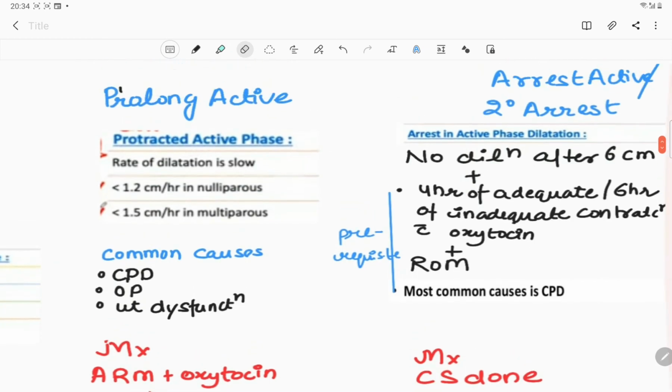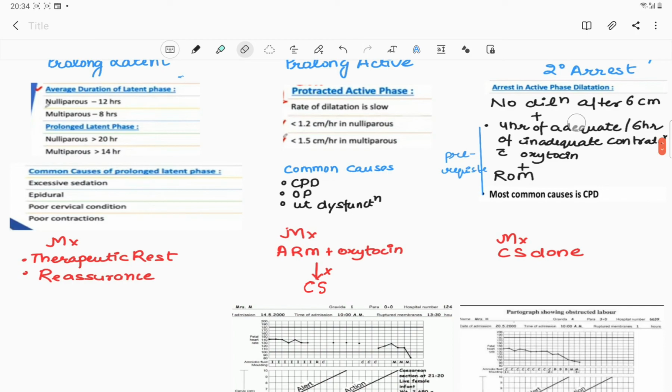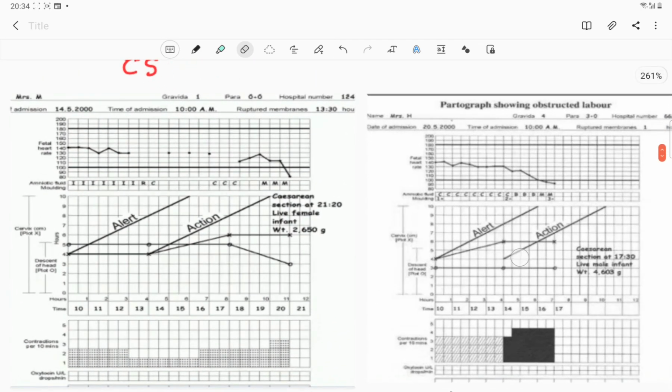Then what is arrest of active phase or secondary arrest? When there is no dilatation after 6 centimeter, plus there are two prerequisites: that the membrane should be ruptured and there should be 4 hours of adequate contractions or 6 hours of inadequate contractions with oxytocin infusion. And the most common cause is cephalopelvic disproportion, and it is managed by cesarean section. For example, in this picture, after 6 centimeter of dilatation and after 4 hours of good uterine contraction, there is no further dilatation.